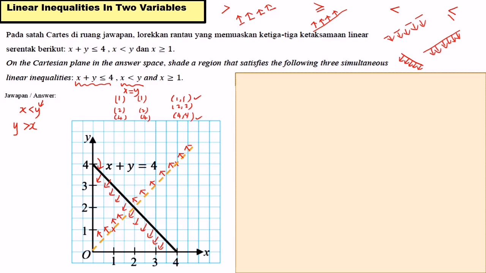The last one, x greater than or equal to 1. So it means the vertical straight line passes through the x-axis at number 1. So this is the equation x equals 1. When we shade the region, only then it becomes an inequality. So greater means this part, x number 2, x number 3, number 4, this part are greater than 1. So the arrow is drawn to the right hand side.